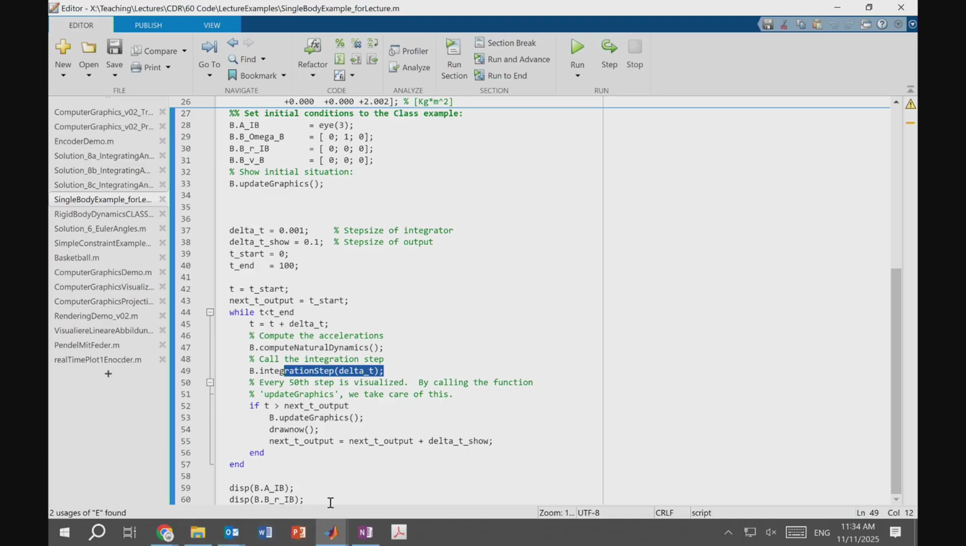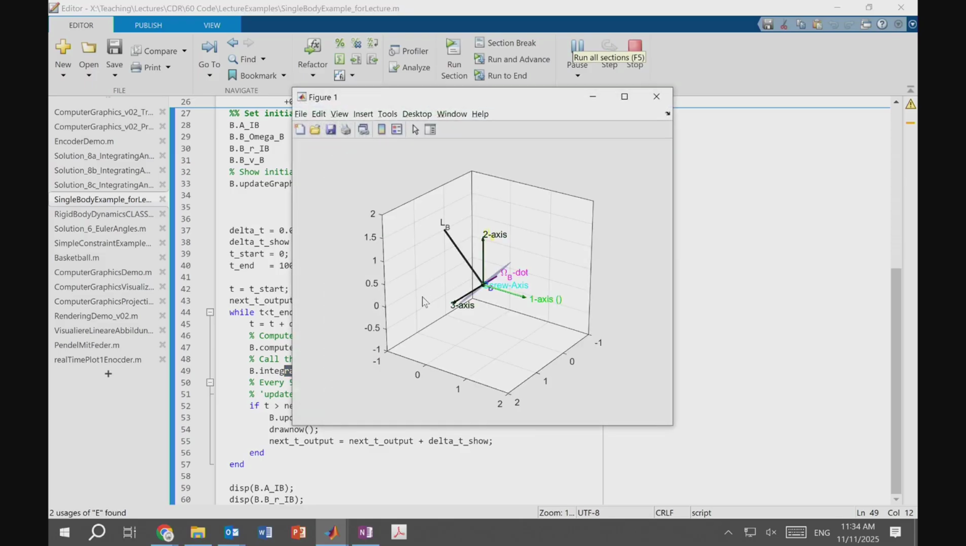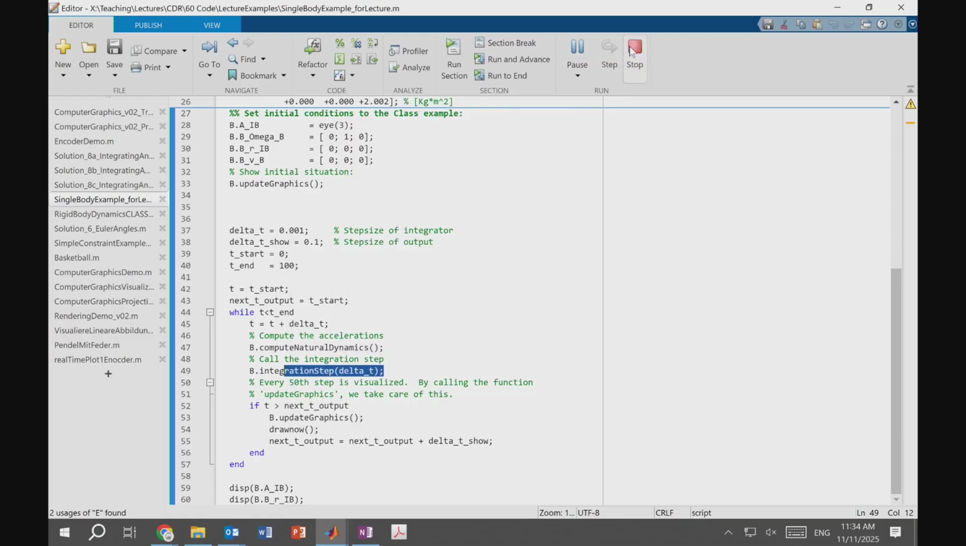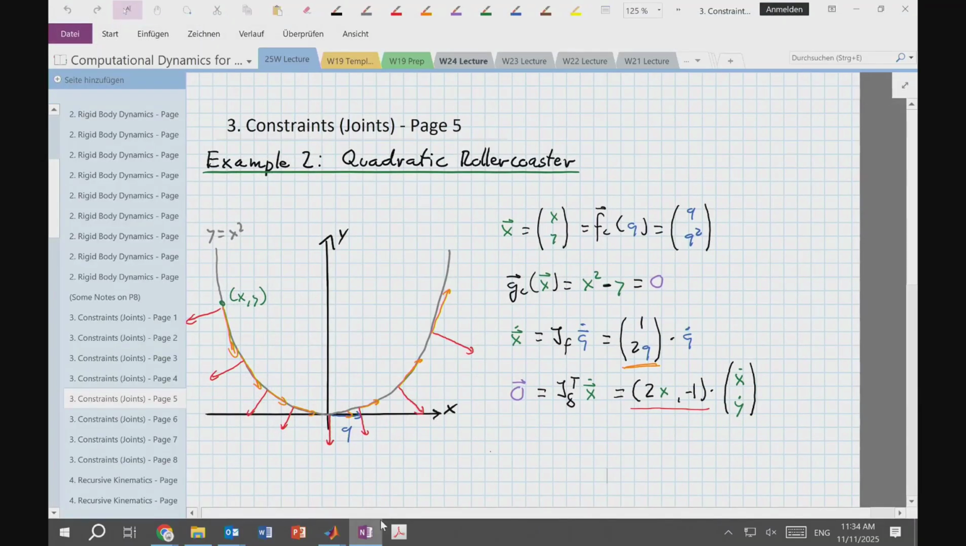And so basically integration step is part of the homework, and then we will do the compute natural dynamics in class. In a sense, get this animation going, right? I showed you this when we talked about the equations of motion of a rigid body, and now the goal is that you get this to work yourself. Any questions?